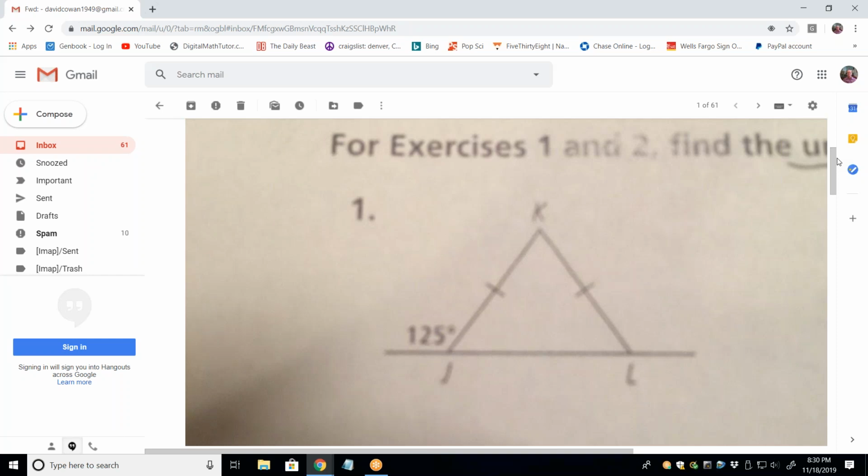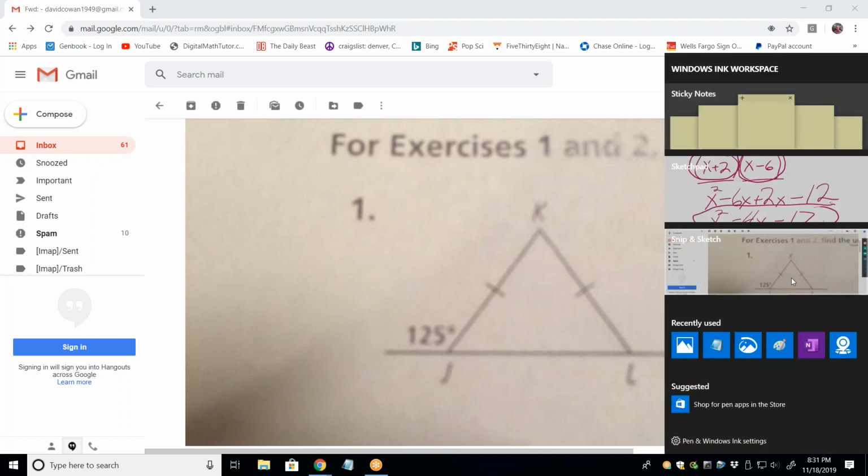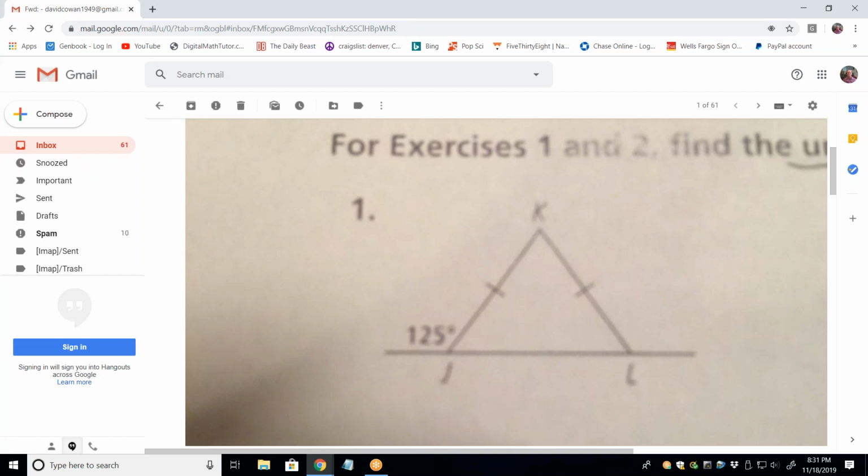The files you attached, some of them like this one, I can't see the instructions. Can you see what I'm looking at here? I can. I assume they want to know the measurements of the three angles of the triangle. Yeah, it says find the unknown angle measures in each triangle. So let's do it this way. Hold on one minute.